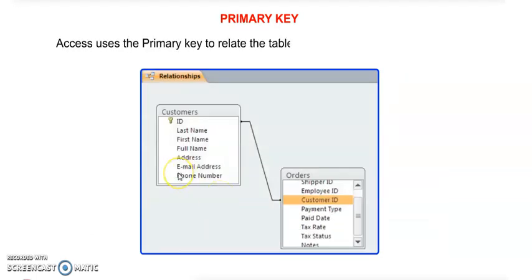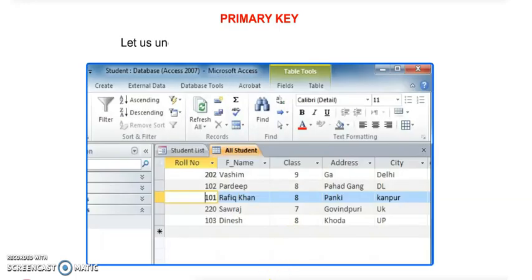Access uses the primary key to relate the table records to those in another table. If you want to make a relation from one table to another, then we can access the other table's records and merge them with this table's records. So that's why we are using a primary key on a unique field.